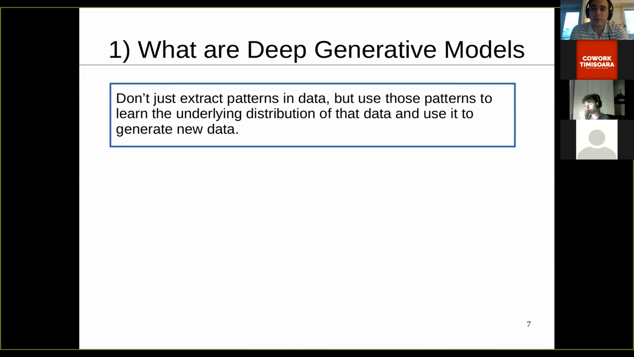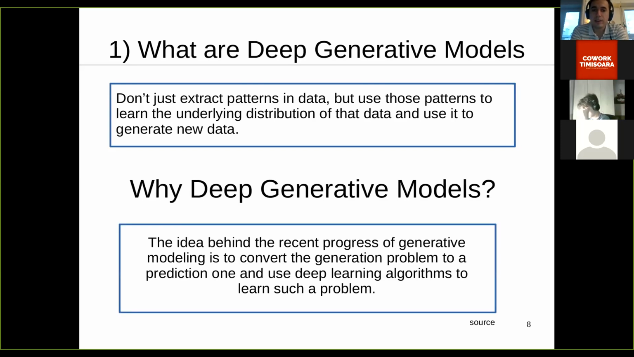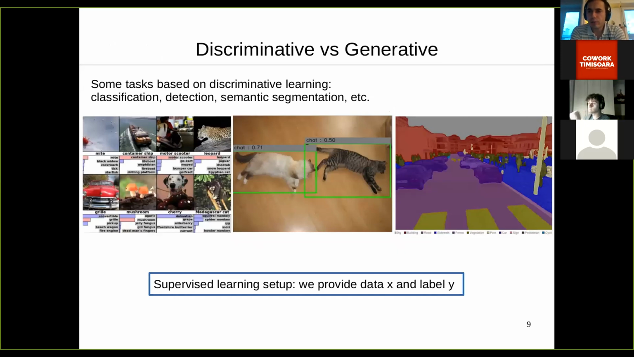So what are deep generative models? Well, we know that deep neural networks are very good at extracting patterns from the data, but we don't want just to extract patterns. We want to use those patterns to learn the underlying probability distribution of the data and use it to generate new data. And for this, we use deep neural networks, as I said. The idea is we want to convert the generation problem into a prediction one. In machine learning, there are two paradigms. One is the so-called discriminative machine learning, and the other is called generative machine learning. And they are connected to each other. All this hype, let's say, with deep learning started around 2011, 2012, because of the success of discriminative models.